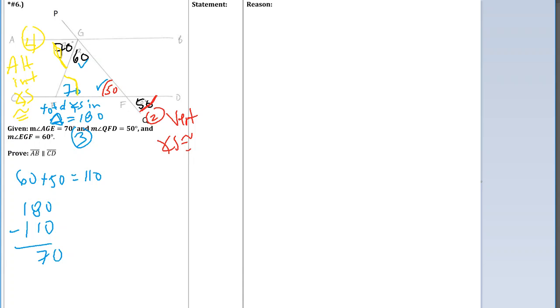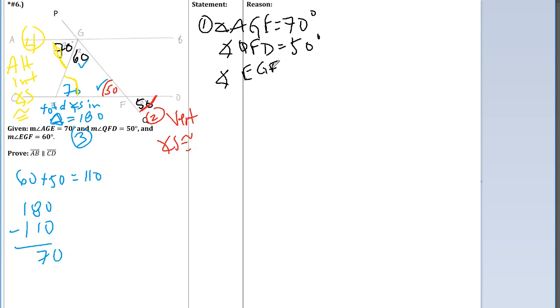So now, our statements and reasons. So 1, we have our given information. Angle AGE equals 70 degrees. Angle QFD equals 50 degrees. And angle EGF equals 60 degrees. And that's given.